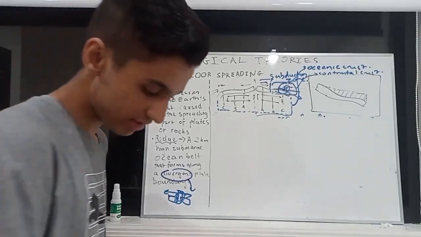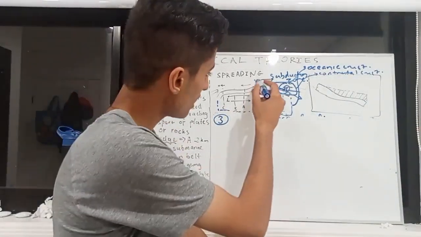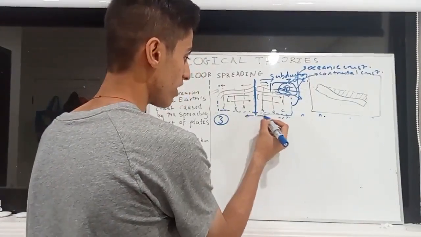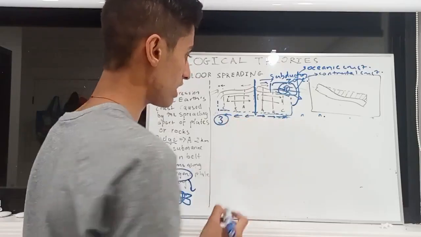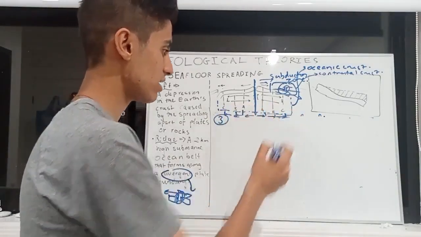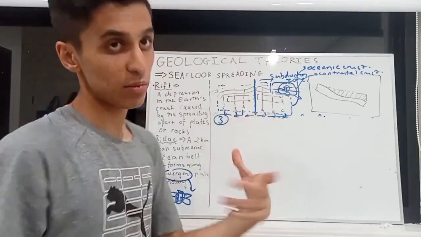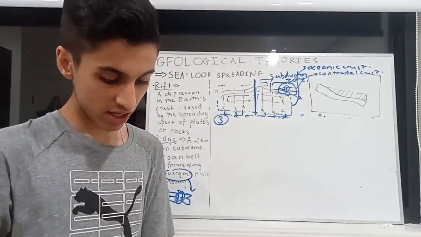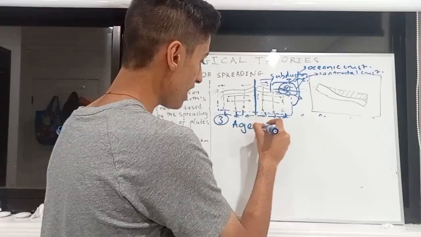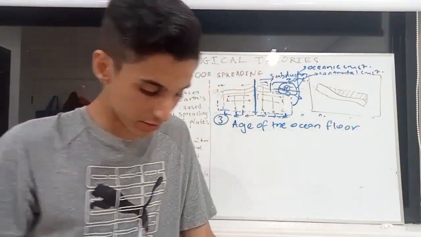So, third piece of evidence. They found that if you take the point of the mid-oceanic ridge as your starting point, and then you move symmetrically on either side and collect samples of rocks, in this case rock A, rock B, and rock C, moving equidistant from the mid-oceanic ridge on both sides, and then collected samples of rocks or sediments, and then did some dating, like radiometric dating, what they found was that the age of the ocean floor increases symmetrically from the ridge.